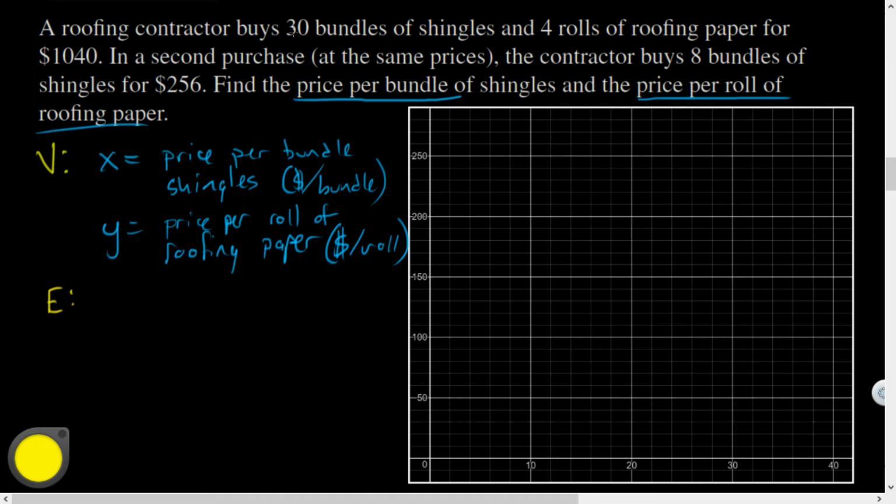It says the following. A roofing contractor buys 30 bundles of shingles and 4 rolls of roofing paper for $1,040. Okay, so watch this. Let's write it in a color. I kind of wish I didn't use blue already. Here we go. Here's my first fact.